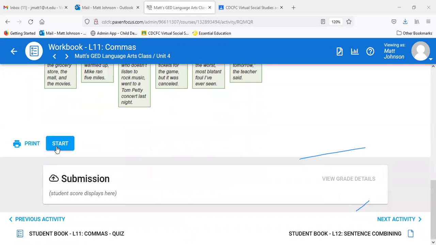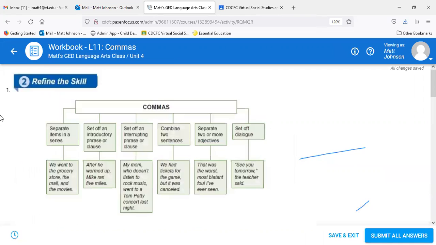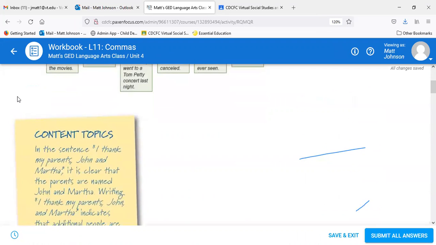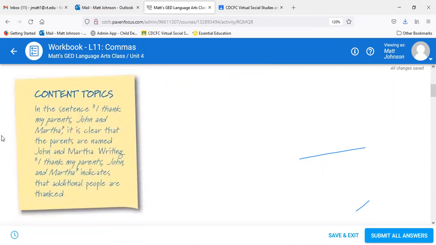All right, let's open up our workbook here. And then our content topic says, in this sentence, I think my parents, John and Martha, it is clear that the parents are named John and Martha. Writing, I think my parents, John and Martha, indicates that additional people are things. So that's where you also have to be careful with the use of commas.